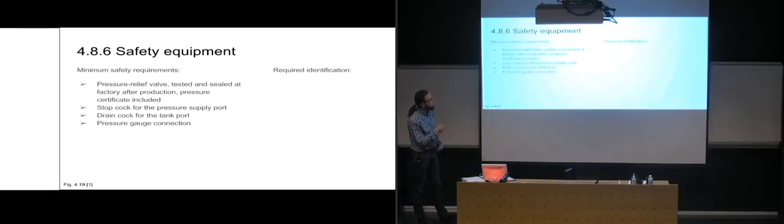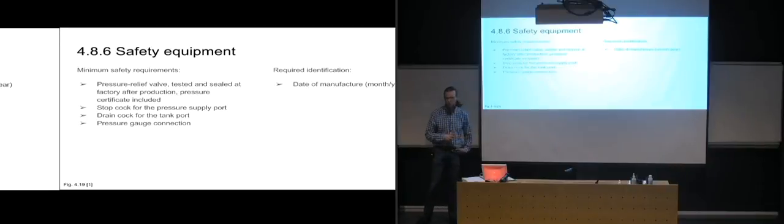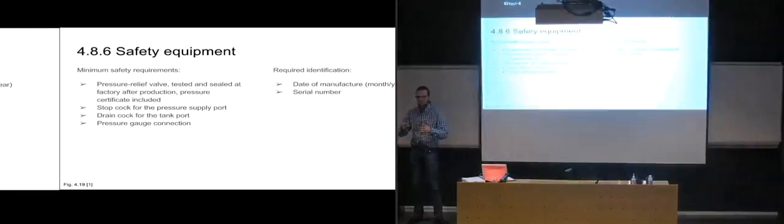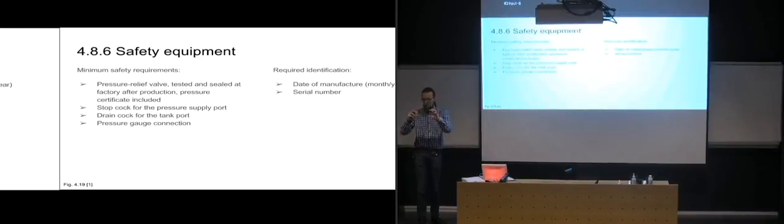And these minimum safety requirements also have requirements to identification. So the date of manufacture for the accumulator, usually it has to be hard stamped somewhere on the accumulator. But it might also be a plate that's been screwed onto the accumulator with bolts. It needs a serial number. Also, again, hard stamped or screwed on with a plate. Usually it is done in such a way that it is hard stamped first, and then this sign plate is screwed on top of the hard stamping.